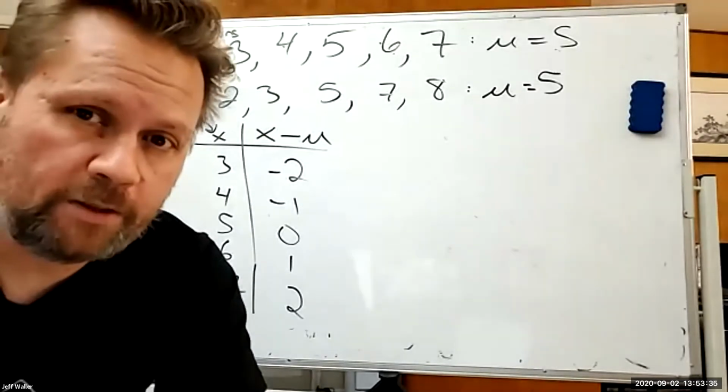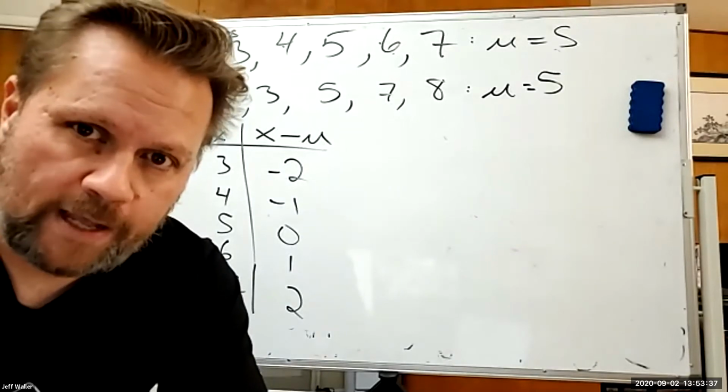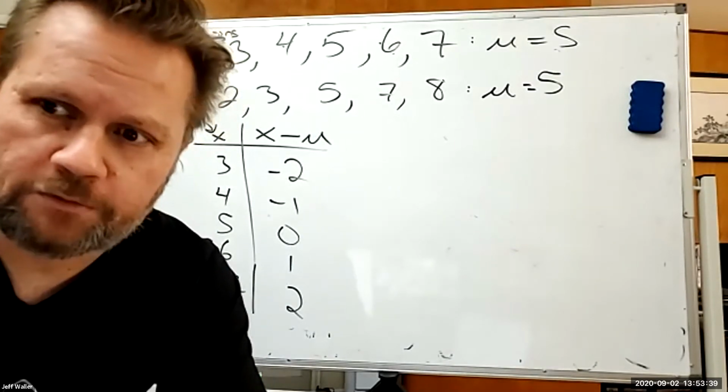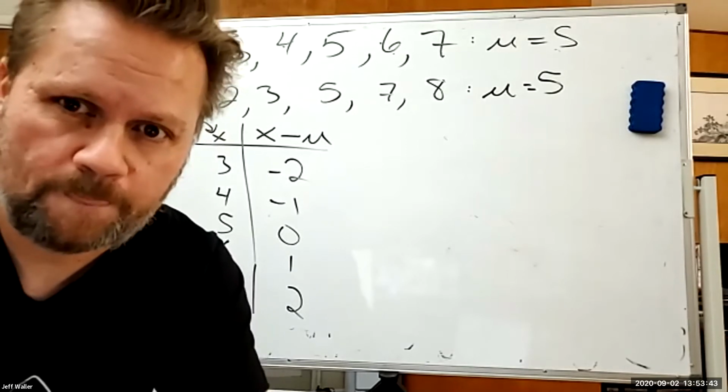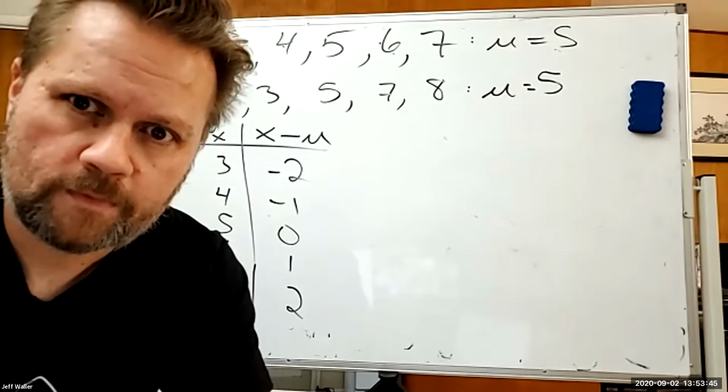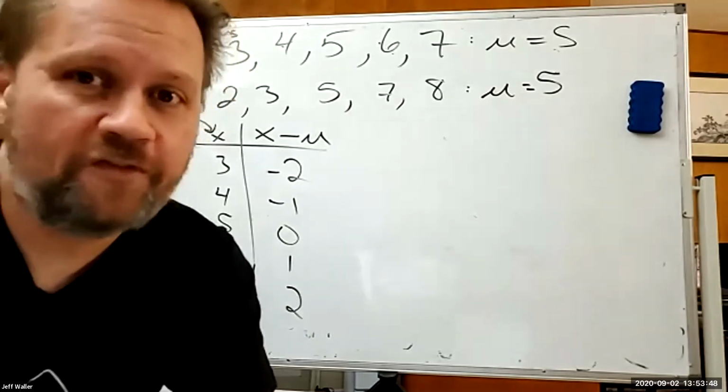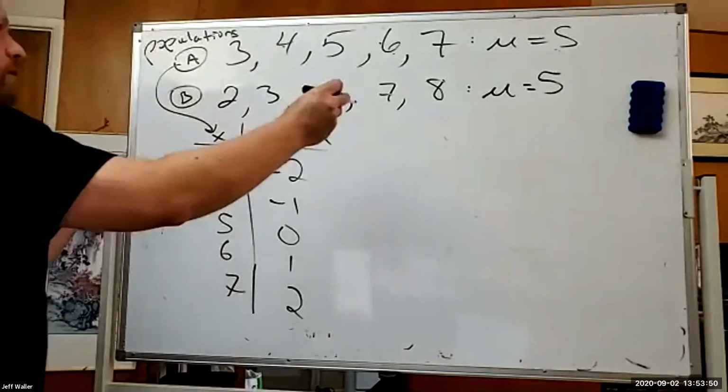The problem with absolute value, and not to get too deep into this, does anyone know what an absolute value looks like when you graph it? Looks like a V. I love it.